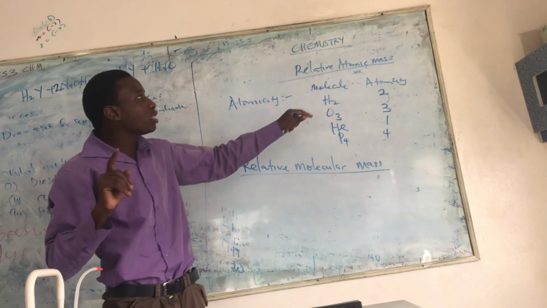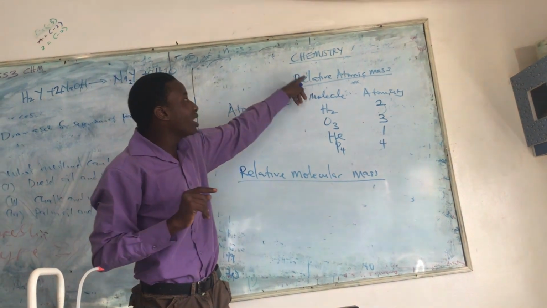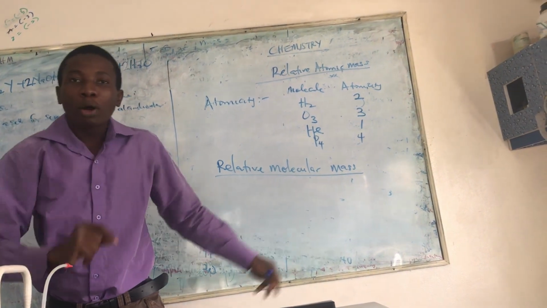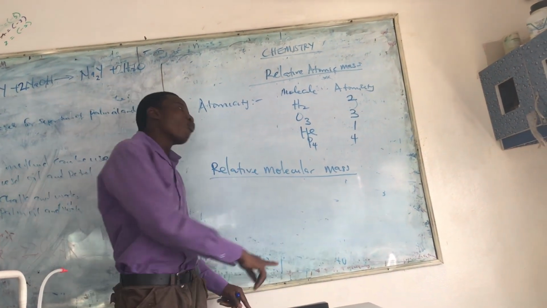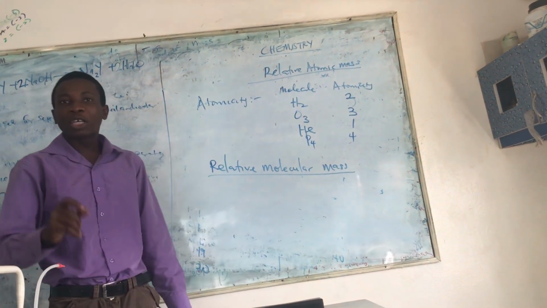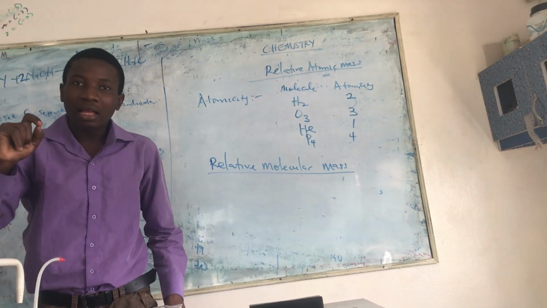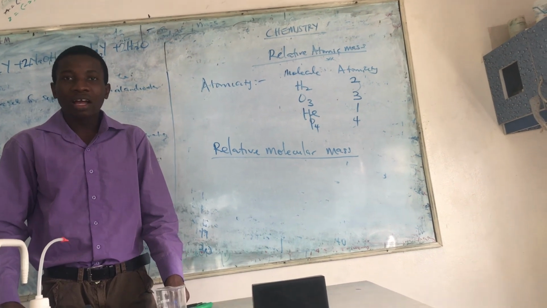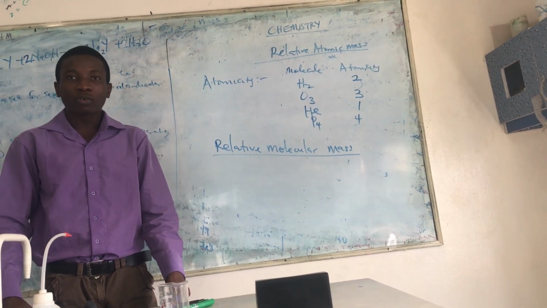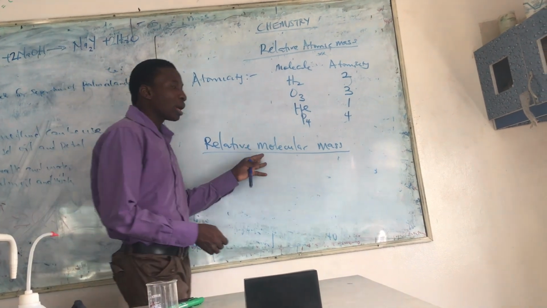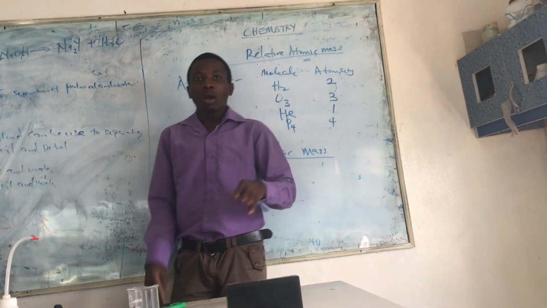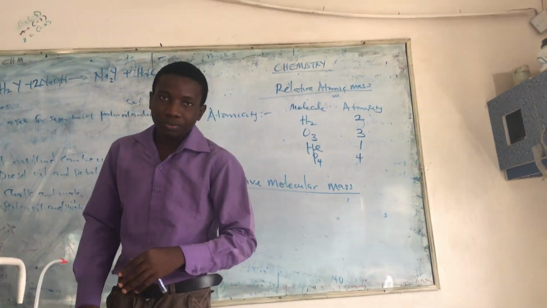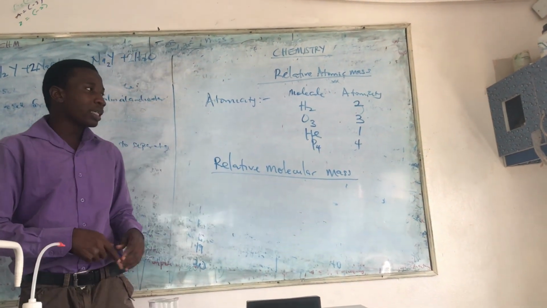When I'm defining relative atomic mass, I say it's the number of times the average mass of one atom. But this one, relative molecular mass, is the average mass of one molecule of a substance compared to 1/12 of carbon 12. So talking about relative molecular mass, we are talking about the molecule. But talking about relative atomic mass, we are talking about what? An atom.